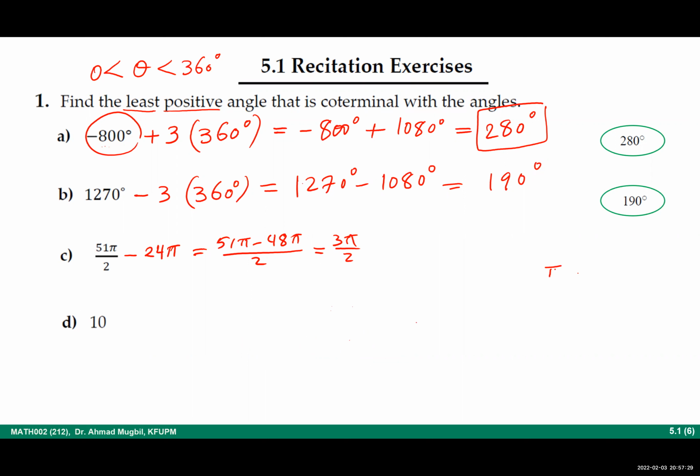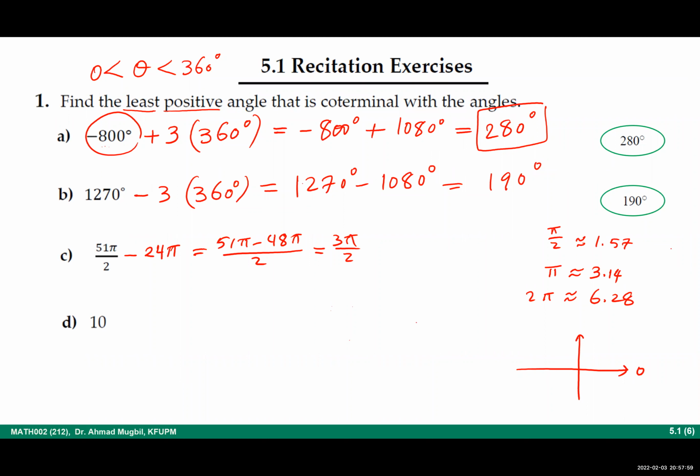Let's remember, what is pi? Pi is approximately 3.14. 2 pi will be approximately 6.28. Let's remember it, it will be easier for us to work with it like this. What is pi/2 in this case? 3/2 will be, divide this by 2, approximately what?